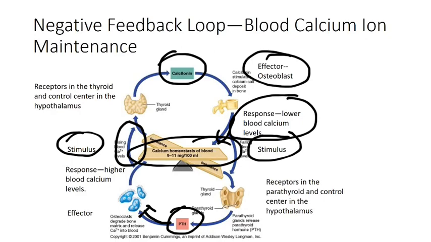So again, we see all the players. We see a stimulus, we see receptors, a control center in the brain typically, we see effectors, which end up causing a response. And that response always moves levels back toward the set point range, back toward homeostasis. And again, that's negative feedback.